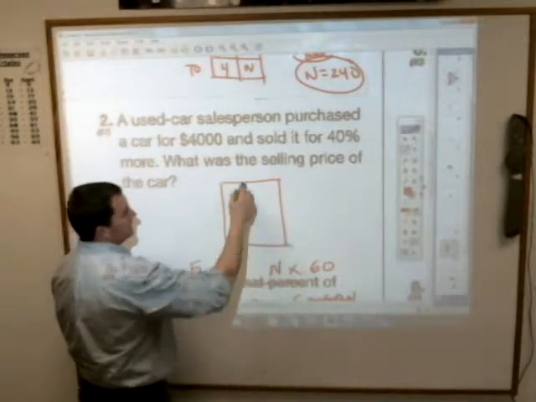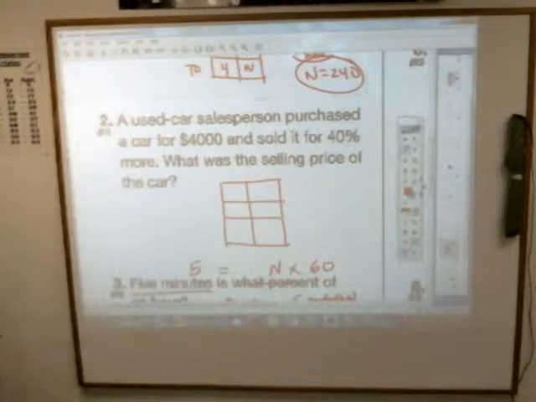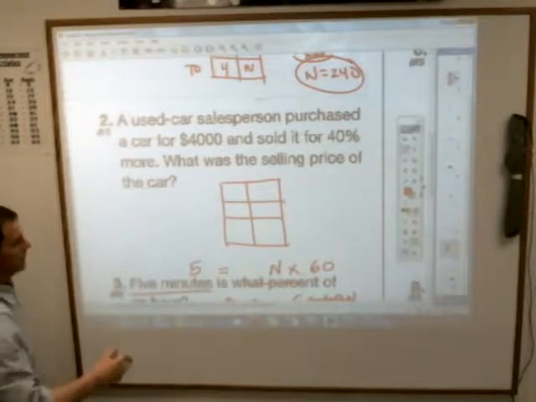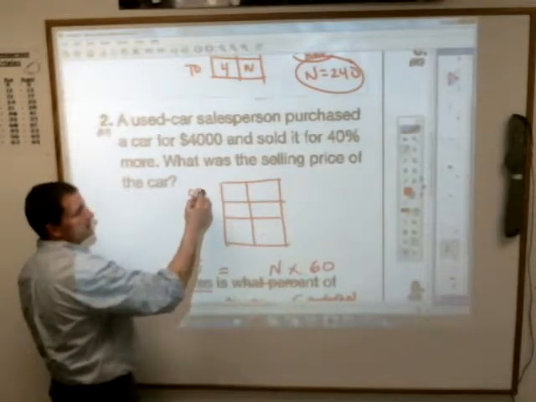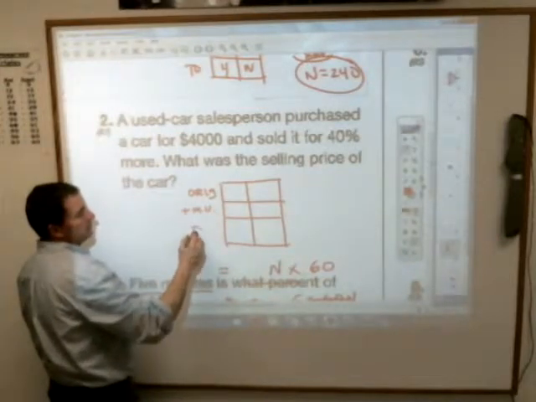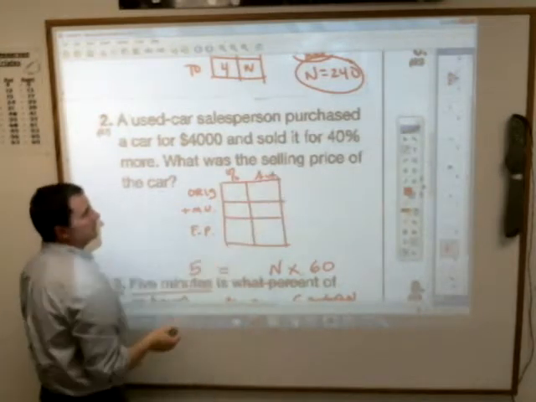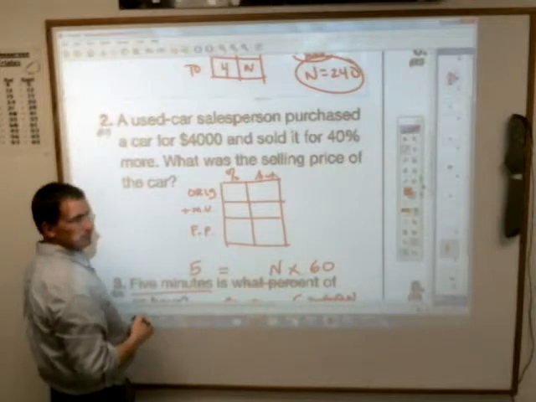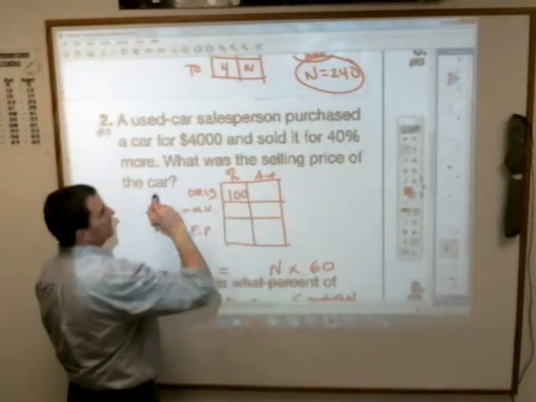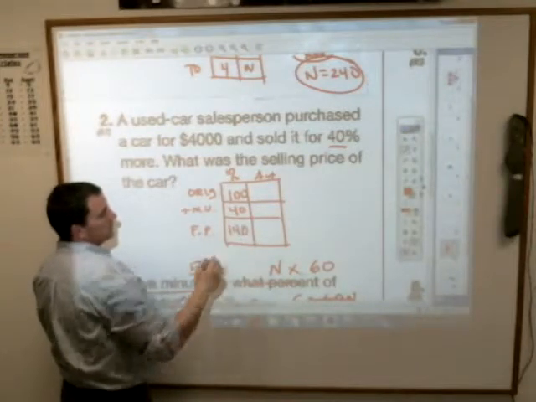This is a percent. This is a markup or markdown thing, I believe, right? The salesperson, do they mark down the car when they sell it or mark it up? If they buy something, they have to tack on some extra stuff in order to make money. So you've got the original price plus the markup equals the final price. And this is your percent, and this is the actual. What's the original percent? How much was it marked up? 40%. So the final price is gonna be 140%.